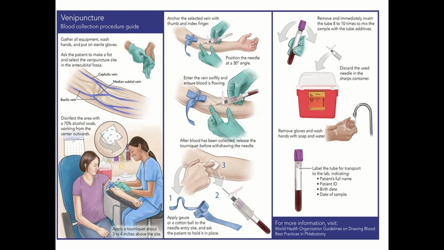Apply a gauze or a cotton ball to the needle entry site. Ask the patient to hold it in place. Remove and immediately invert the tube 8 to 10 times to mix the sample with tube additives. So whenever we have got tubes, we have got the tube additives. Most of the time, I'm going to discuss it with you in detail shortly.